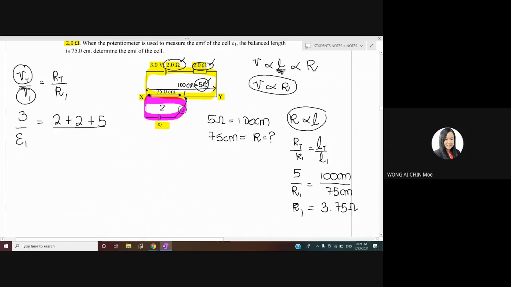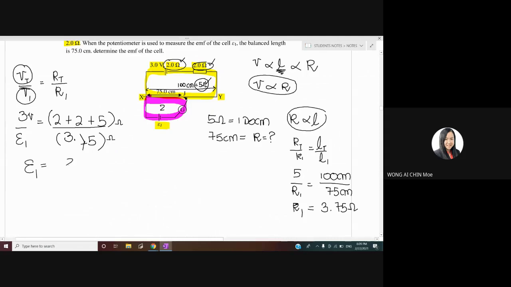our resistor, because it's X to J, 75 cm, and 75 cm actually equals 3.75 ohm. Okay, so all this we calculate in ohm. Of course, this is all in volt. So later your answer, EMF 1. Okay, press the calculator.